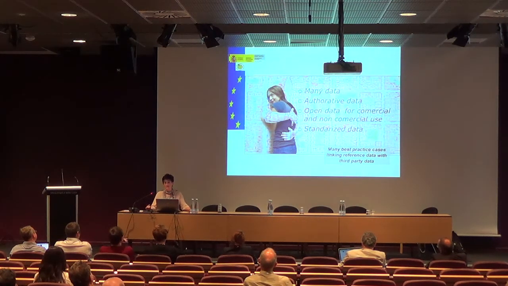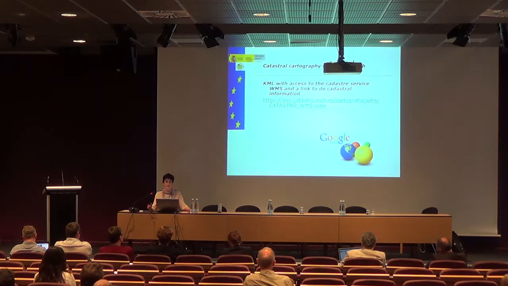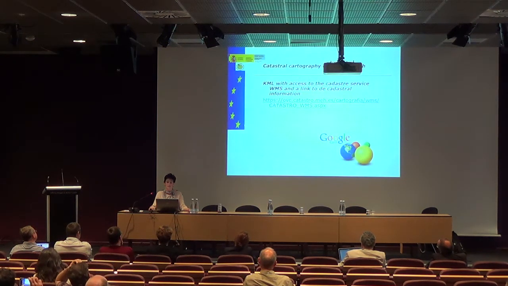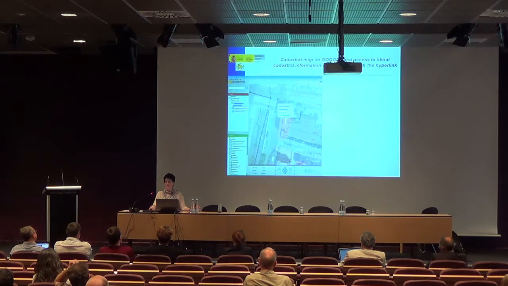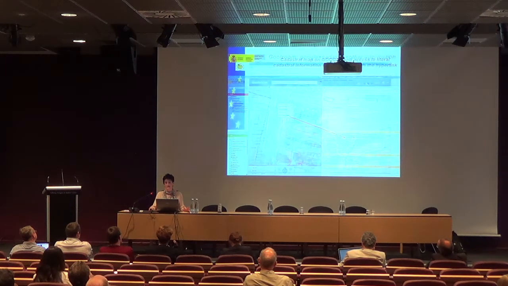We have authoritative data, open data for commercial and non-commercial use, and standardized data. We have many examples. For example, Google took all our data, and we have a KML with access to the cadastral web map service, and a link to the cadastral information. So this is available in many countries. So you can access all the cadastral data through Google.